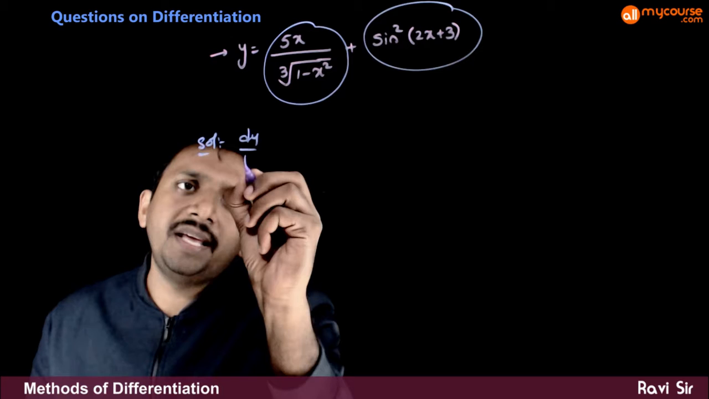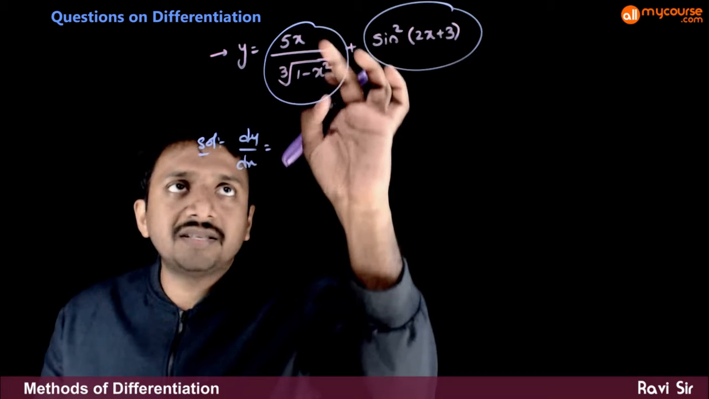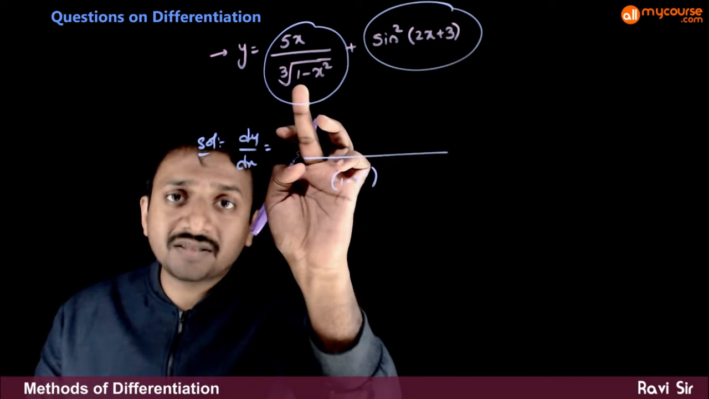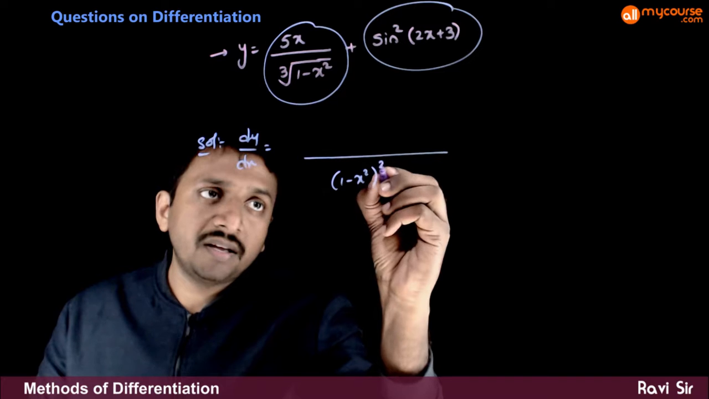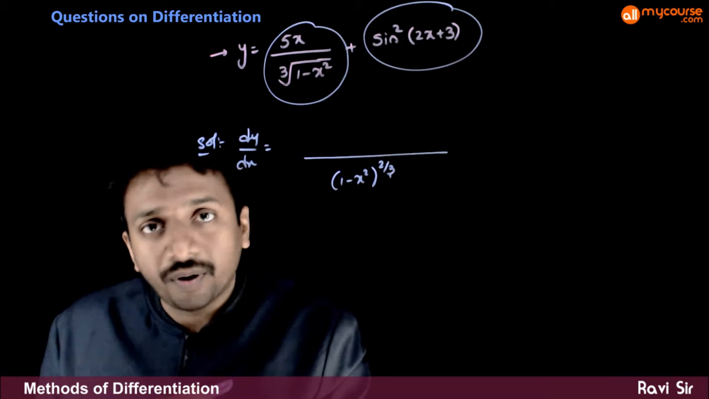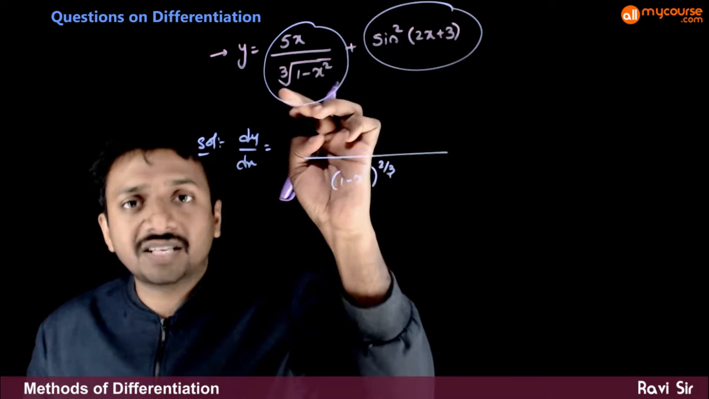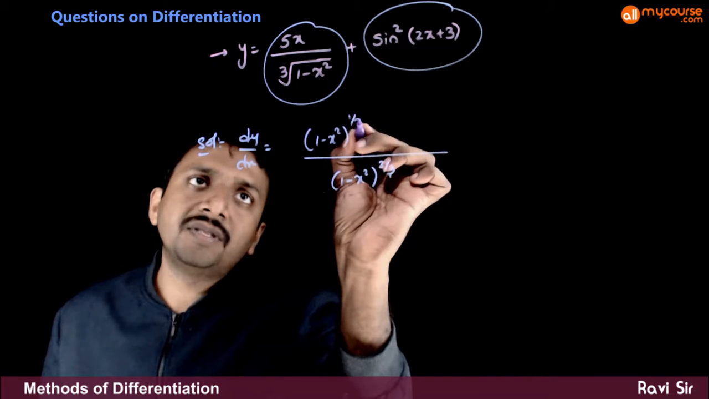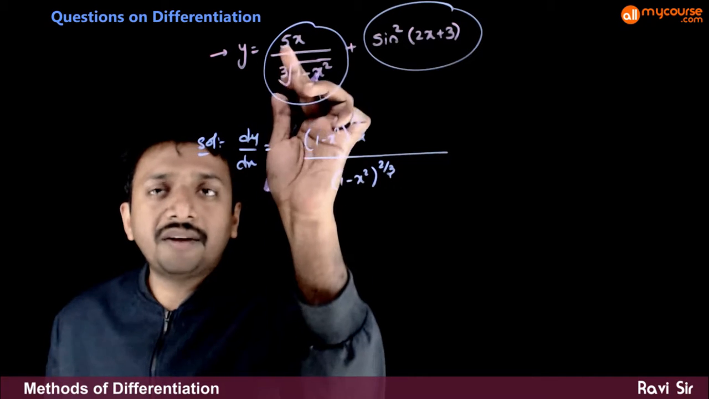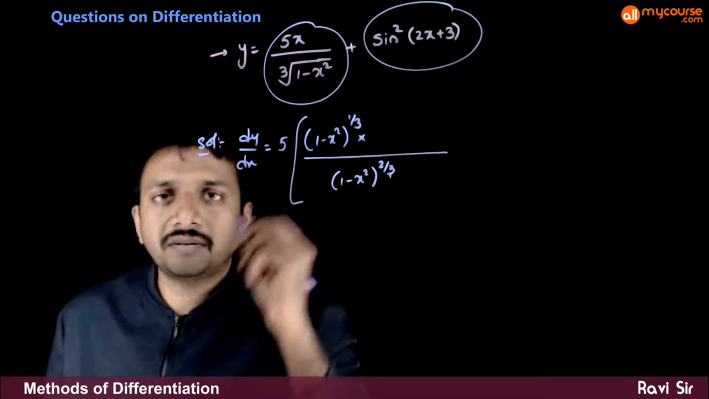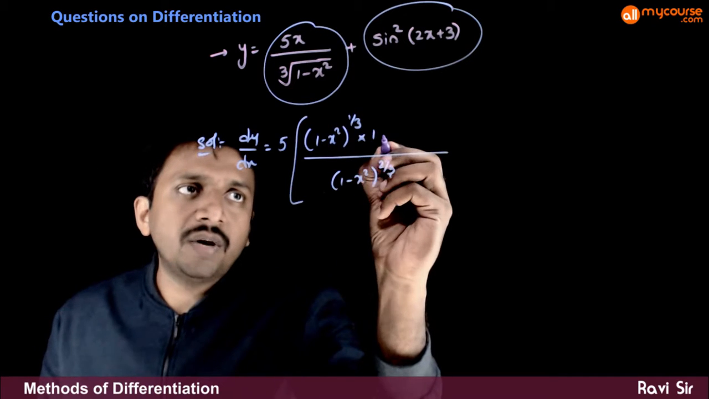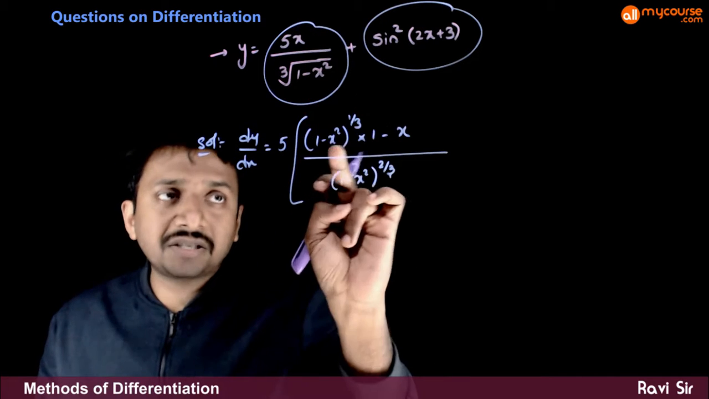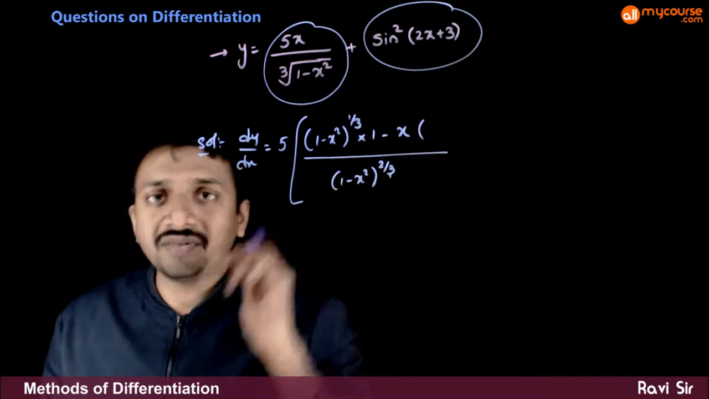So dy by dx is equal to, if you take this of the form u by v first, 1 minus x square is 1 minus x square whole power 1 by 3. So if you square it, we have 1 minus x square whole power 2 by 3, v square, and v times u dash. Here 5 is a constant, 5 can be taken out. X's differentiation is 1, so v times u dash minus u times the differentiation of this.